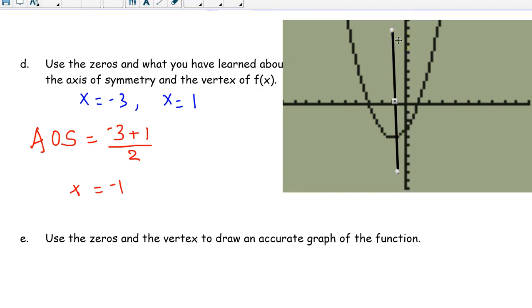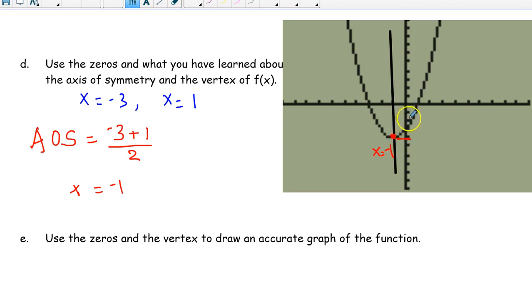Okay, that is your axis of symmetry, which divides the graph. This parabola is divided into 2 equal parts by this line, where x is equal to -1. Then you are also asked to find the vertex, meaning the coordinates of this point. When x is equal to -1, what is the value of y?